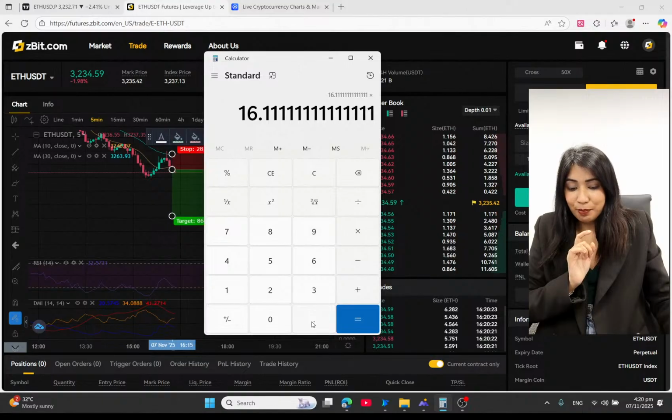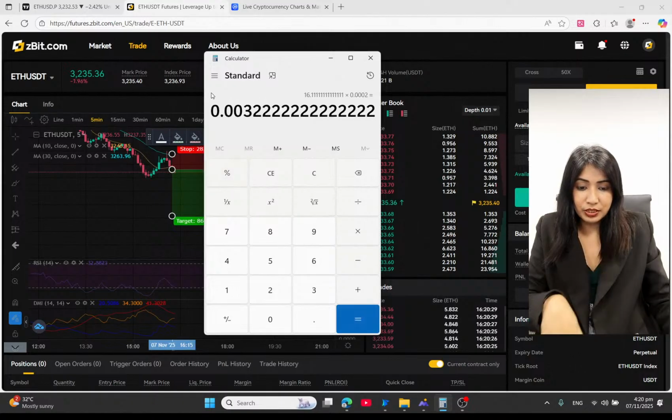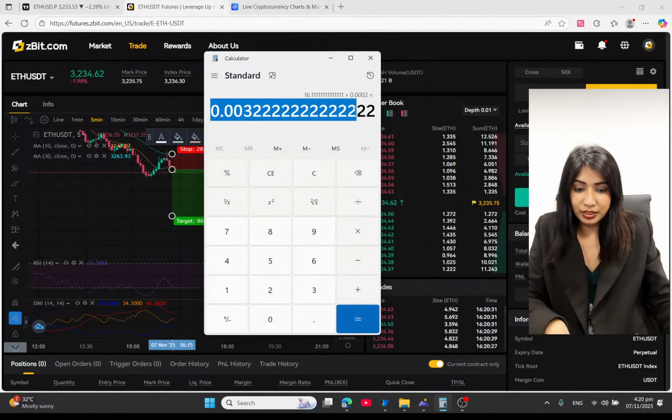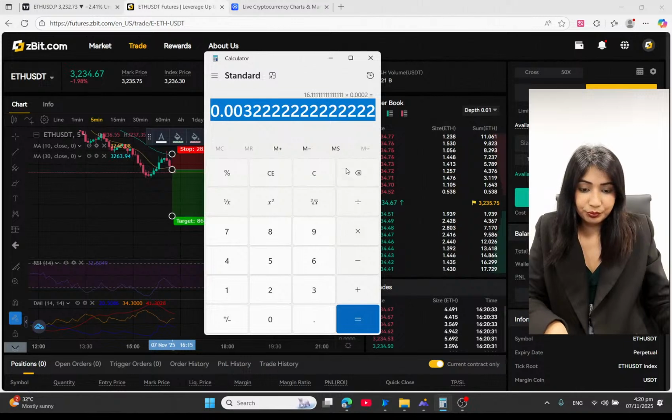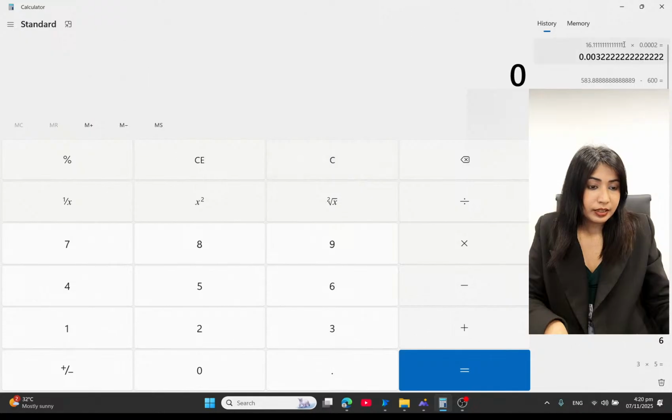So, for example, I'm going to take out my taker fees in this, which is 0.02%. So my 0.02 is going to be this number, this figure, that I'm going to deduct from my total profit. Okay, this is my total profit. I'll show you.